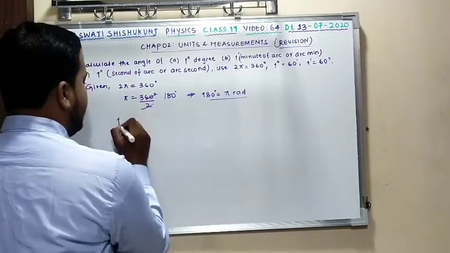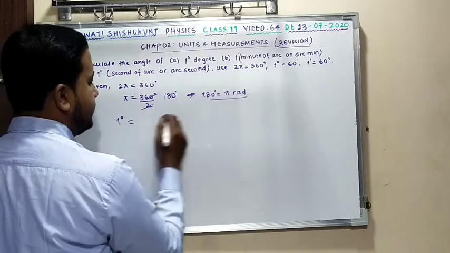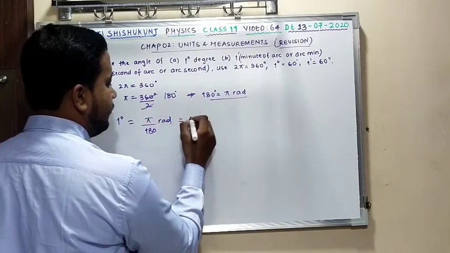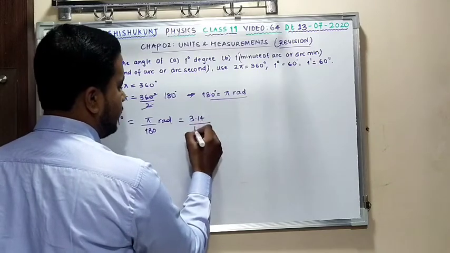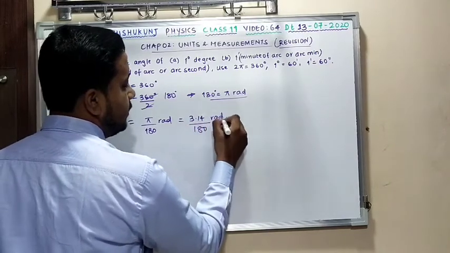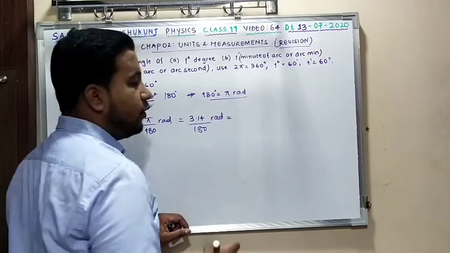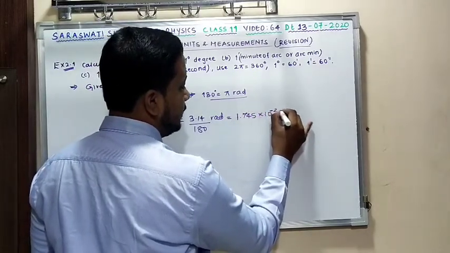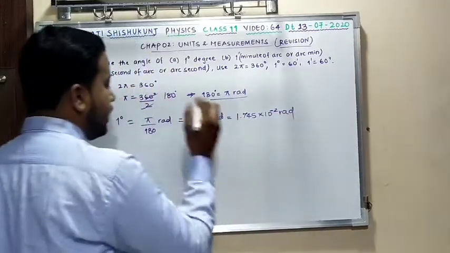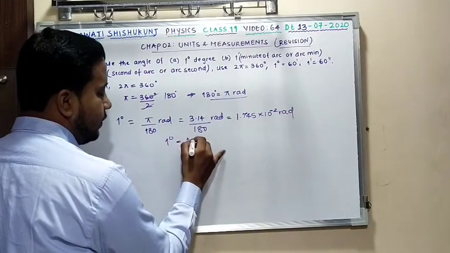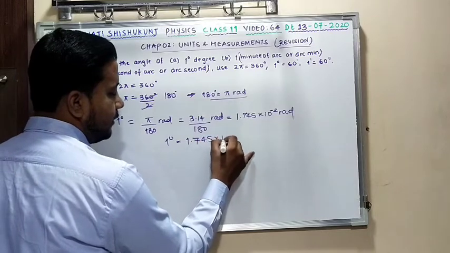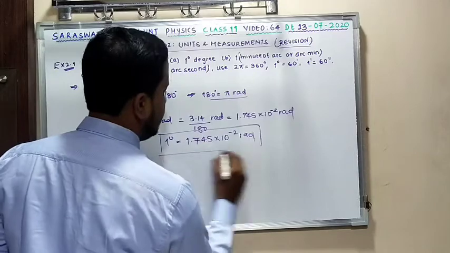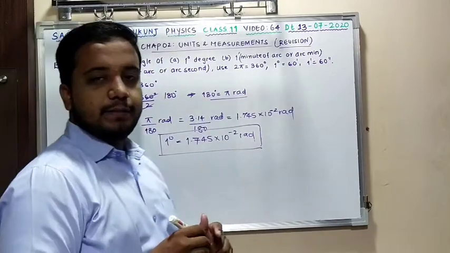So I need now 1 degree. So 1 degree that is equal to, 180 will be sent over here, so pi by 180 radian. And if pi value is 3.14 divided by 180 radian, if I solve this more, I am going to get 1.745 into 10 power minus 2 radian. So here I am getting my answer. 1 degree is equal to 1.745 into 10 power minus 2 radian. Is this clear? Is this clear perfectly?